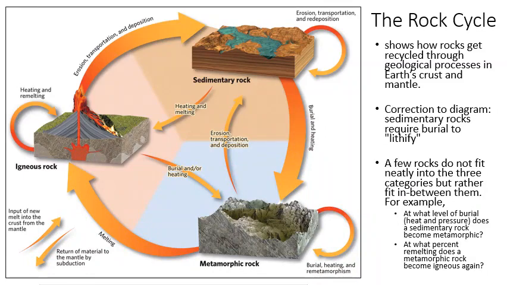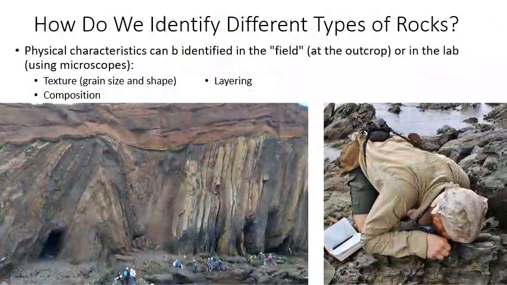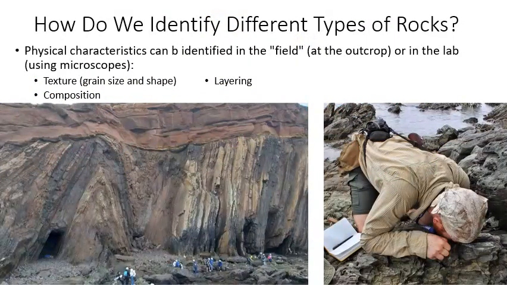Now that we have defined the different types of rocks, how do we identify them? Well, physical characteristics can be identified in the field, at the outcrop, or in the lab using microscopes. In the field, there are three main ways that we use to distinguish rock types. They are texture, which in the case of a geologist means grain size and shape.